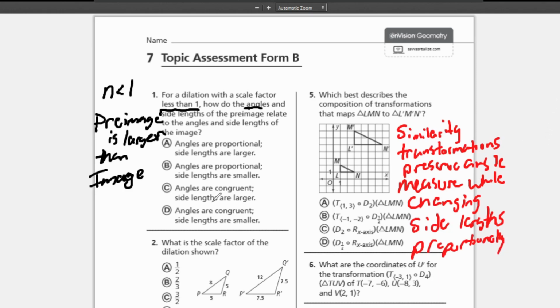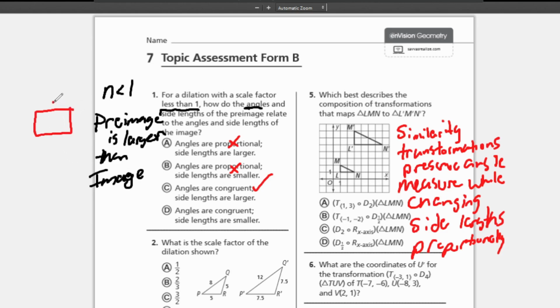So let's look at this here. Angles are proportional. Well, that's absolutely wrong. That's not what a similarity transformation does. It's the side lengths that should be proportional. Angles are proportional, we're going to go ahead and rule that out. Angles are congruent. That's a good answer. Side lengths are larger. Remember, we're looking at the pre-image.